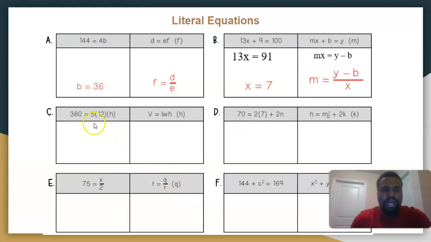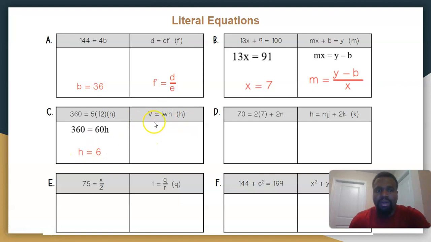For C, on the left side here, 360 equals 5 times 12 times H. We want to solve for H. When we do that, we first do 5 times 12, which gives us 60H. We divide both sides by 60, and H equals 6.